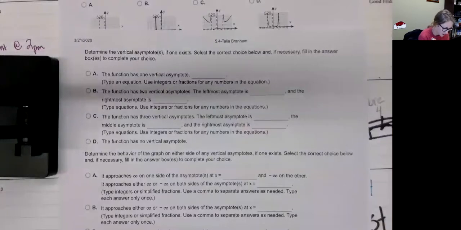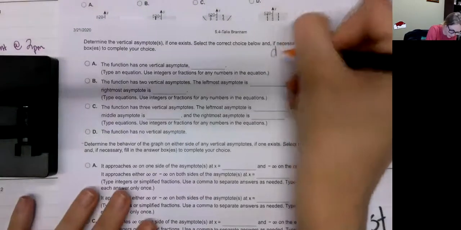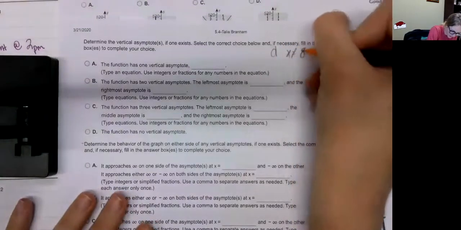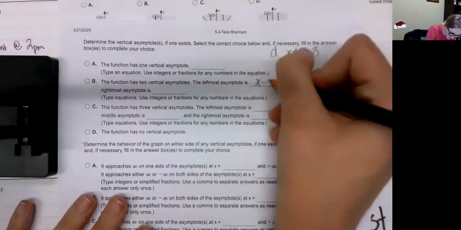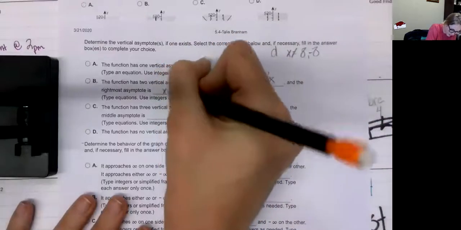So our vertical asymptotes, we revert back to our domain, and domain could not equal 8 or -8. So our vertical asymptotes are 8 and -8. Our leftmost would be -8, and our rightmost would be 8.